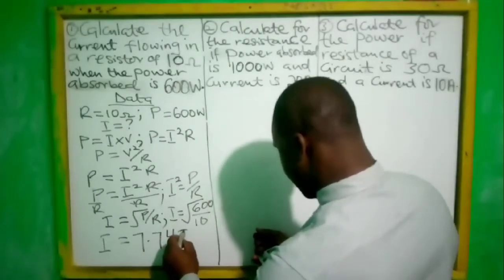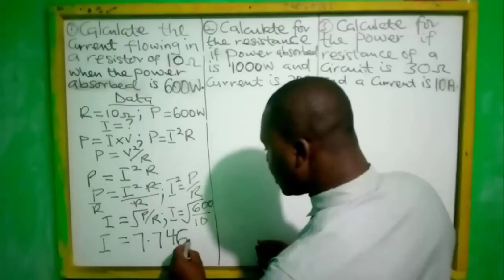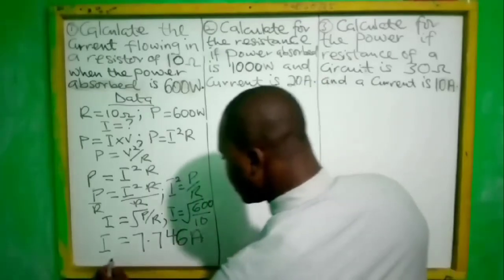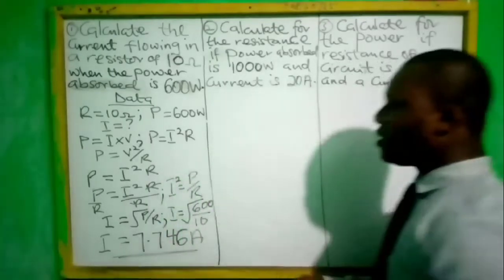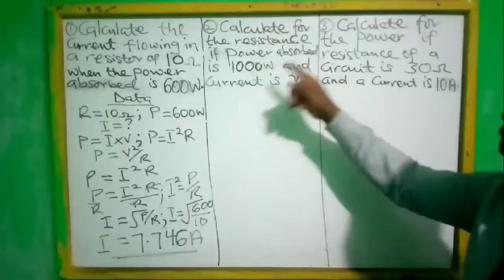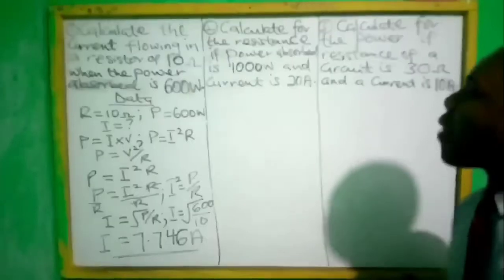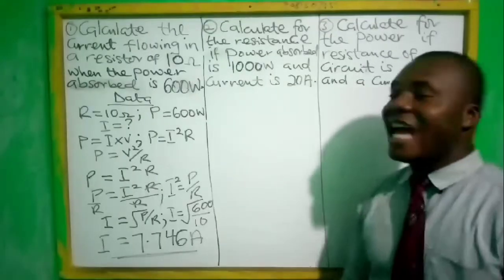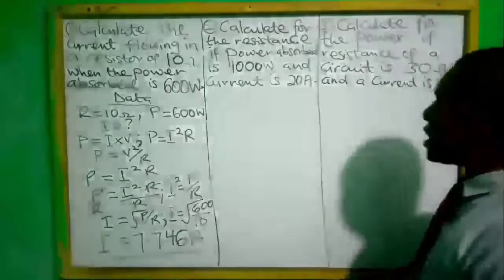7.745. Okay, let's make it 7.746 amps. So this becomes our answer. All right, there is the second one here. The question says calculate for the resistance if power absorbed is 1000 watts and current is 20 amps.